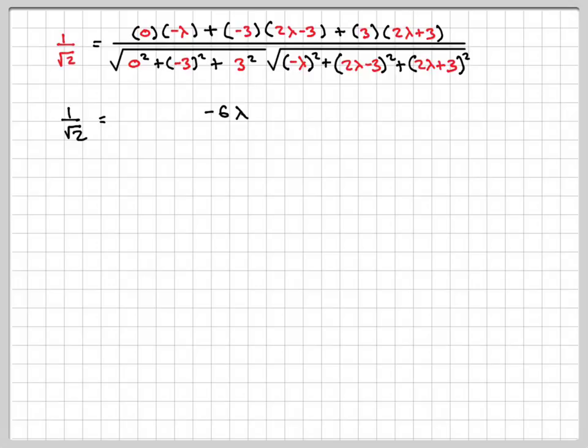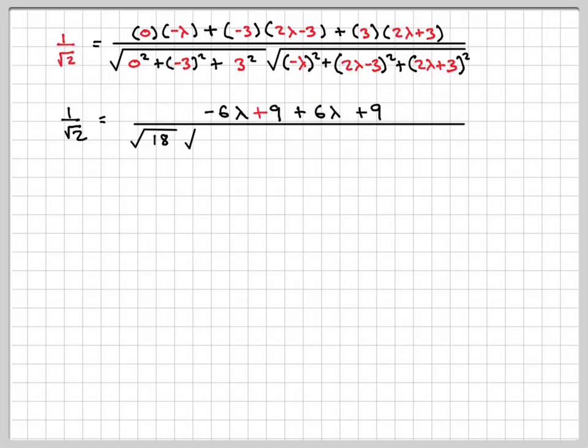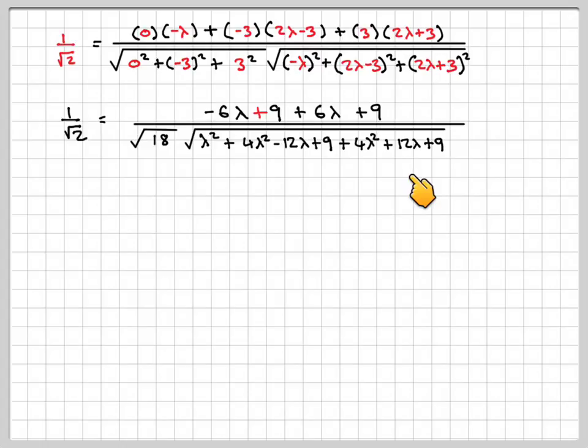Right, so on the top we're going to get minus 6, nothing from there, minus 6 lambda plus 9 plus 6 lambda plus 9 over nothing from there. We're going to get 3 squared plus 3 squared, which is 9 plus 9, square root of 18. And here we're going to get lambda squared. Now expanding this, you're going to get 4 lambda squared minus 12 lambda plus 9, because 2 times minus 3 times 2 is minus 12 lambda. And then from this one, we're going to get 4 lambda squared plus 12 lambda plus 9. So you need to know how to expand a plus b all squared there.